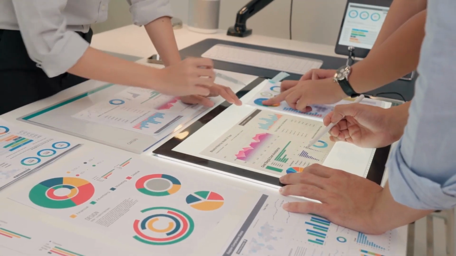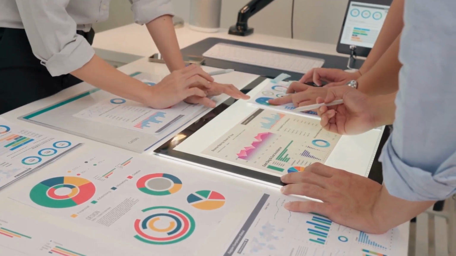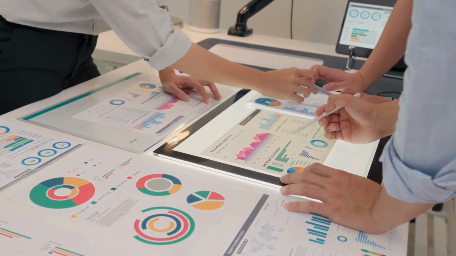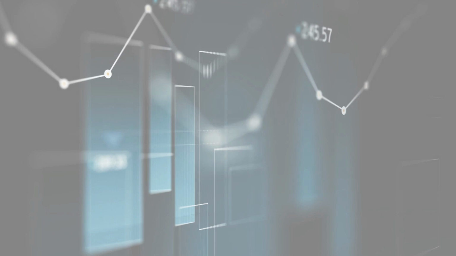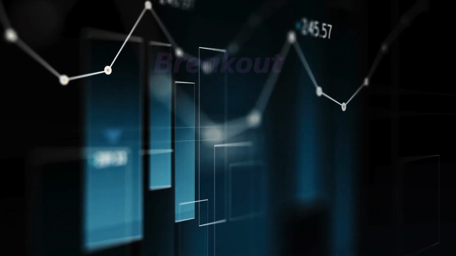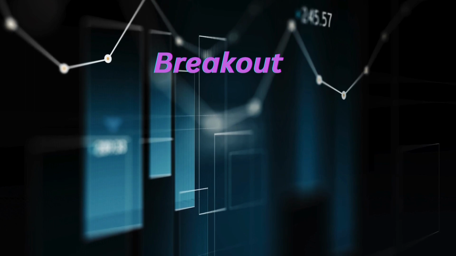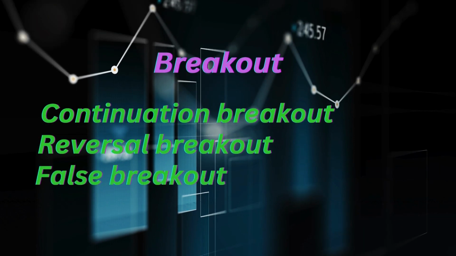So guys, let's move to the final topic of this video. Here I'm going to be teaching you two strategies that you're going to be using while trading levels with liquidity in financial markets, and these strategies are breakout and pullback strategies. Let's begin with the breakout strategy. Here we have three categories: continuation breakout, reversal breakout, and false breakout.